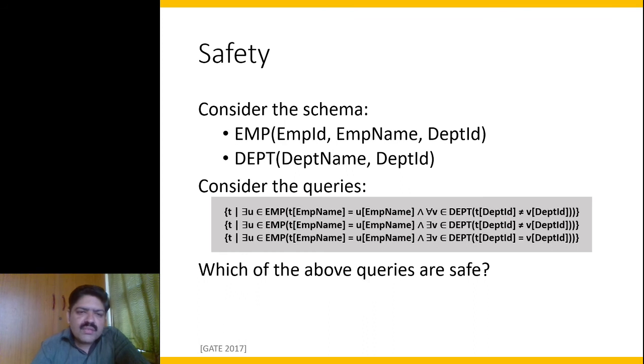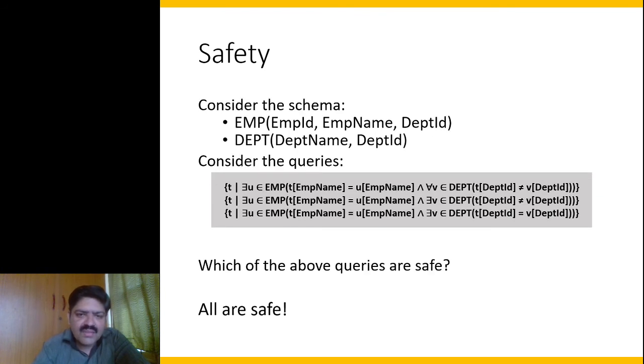Consider this schema where I have two tables, employee and department, and a bunch of queries are given to you. Which of the above queries are safe, do you think? Please pause the video here and take a look. Well, we don't see any not operation anywhere here, and we are well within the domain when we are doing all these operations. So all these queries are safe. That was a tricky question.